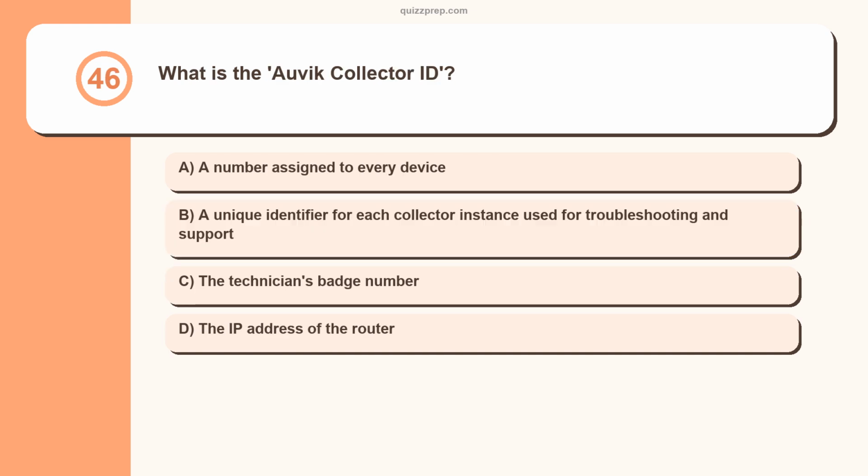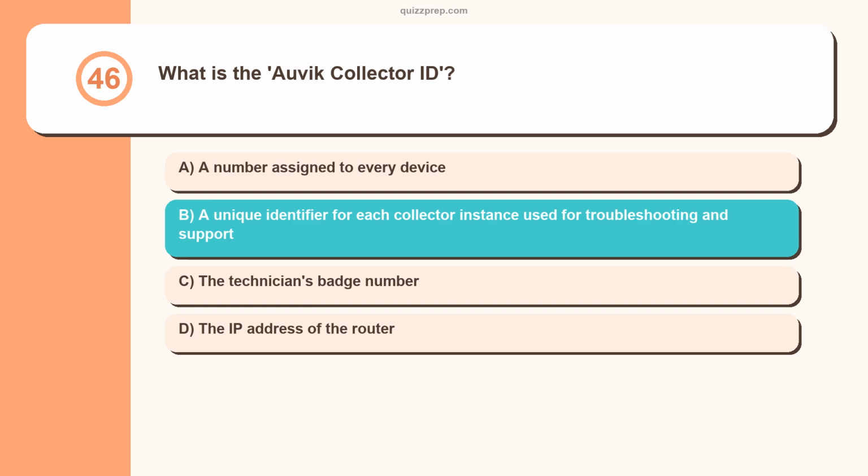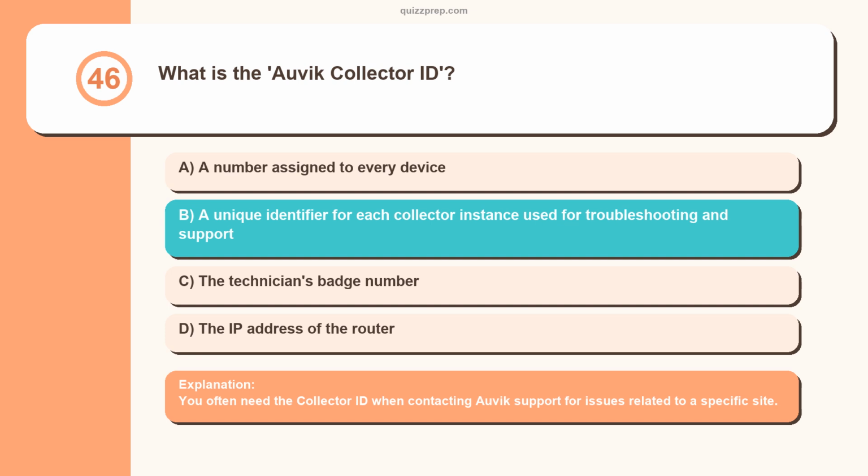Question 46. What is the Auvik collector ID? A number assigned to every device. A unique identifier for each collector instance used for troubleshooting and support. The technician's badge number. The IP address of the router. You often need the collector ID when contacting Auvik support for issues related to a specific site.